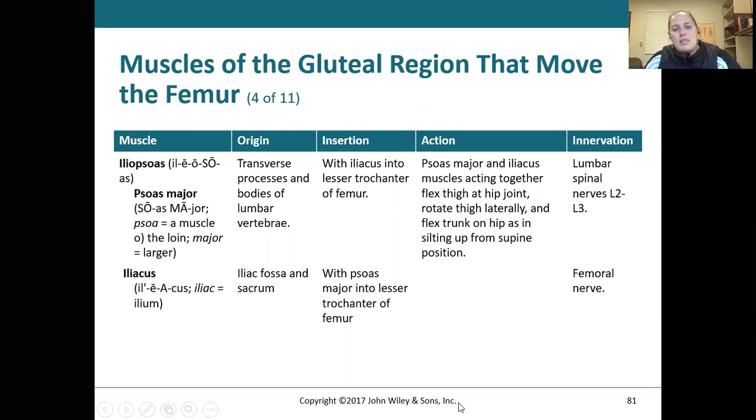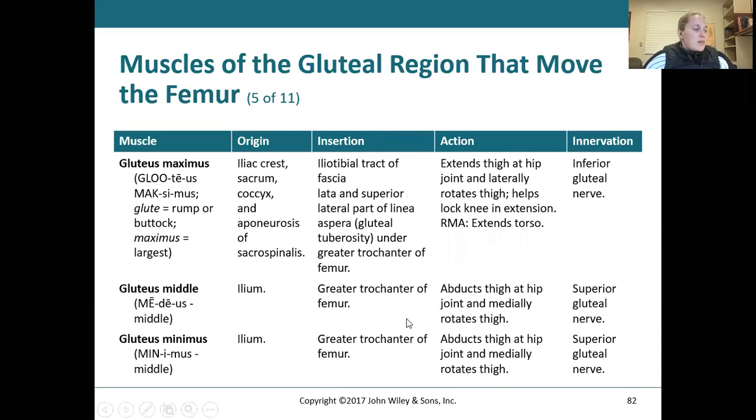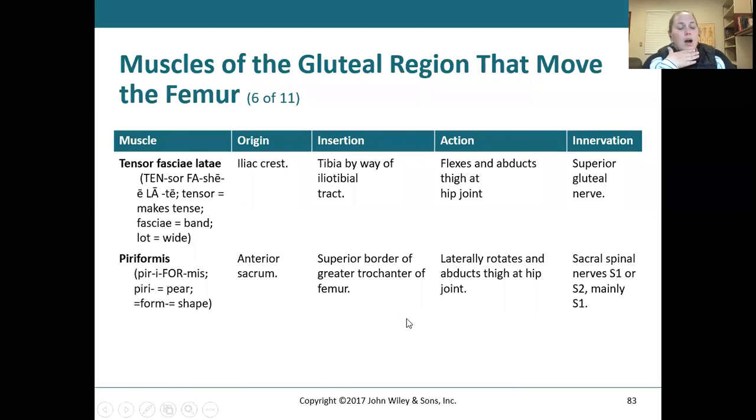The iliacus has its origins at the iliac fossa and the sacrum, and it inserts with the psoas major at the lesser trochanter of the femur. Its innervation is the femoral nerve. Tensor fasciae latae, its origin is the iliac crest. Its action is to flex and abduct the thigh at the hip joint.